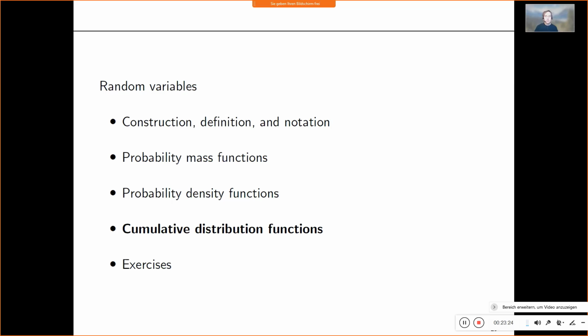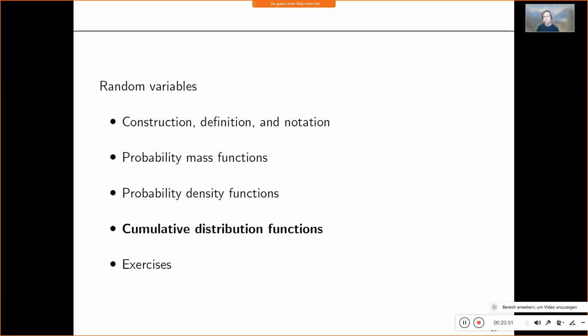Now for the remainder of today's session, I would like to talk about cumulative distribution functions. And yeah, we take a little bit of time. Although cumulative distribution functions are, let's say, not as essential as probability mass and density functions, they are a little bit more subtle. So it makes sense in terms of understanding to spend a little bit of time on it.